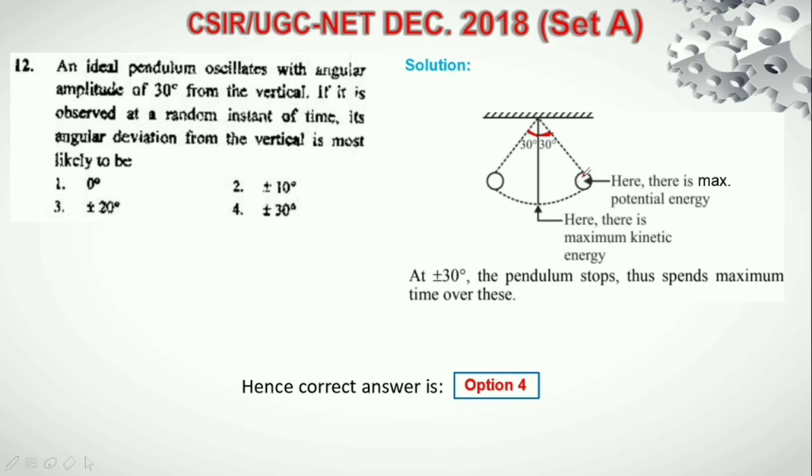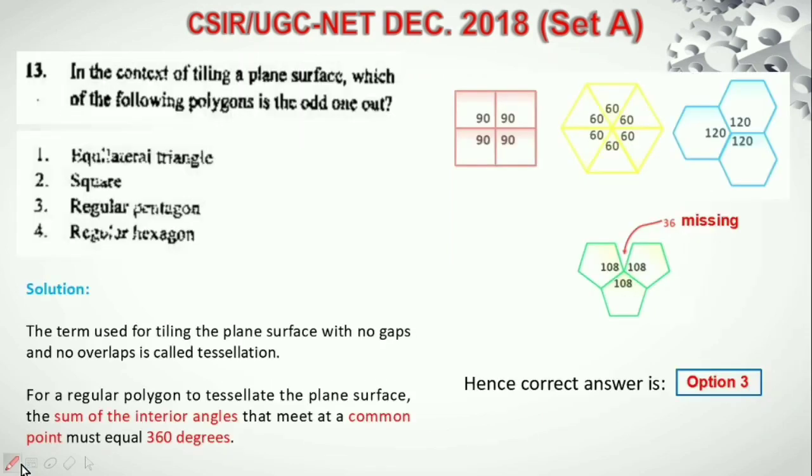the pendulum has maximum potential energy, while at the mean position the pendulum has maximum kinetic energy. So the pendulum will oscillate between mean and extreme positions. So this means its angular deviation will be plus minus 30 degree both sides. So option 4 will be the correct answer.